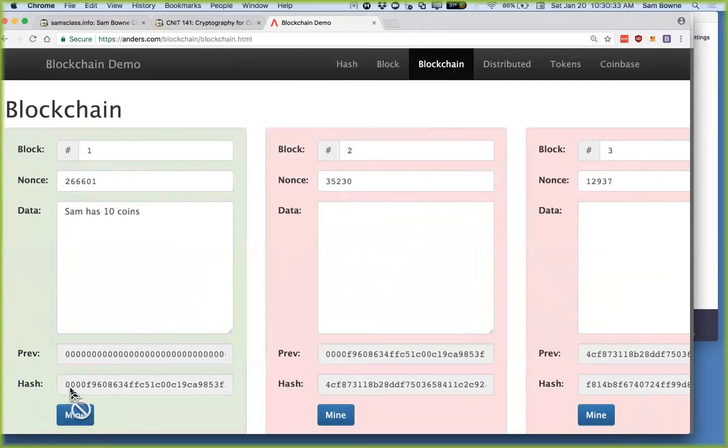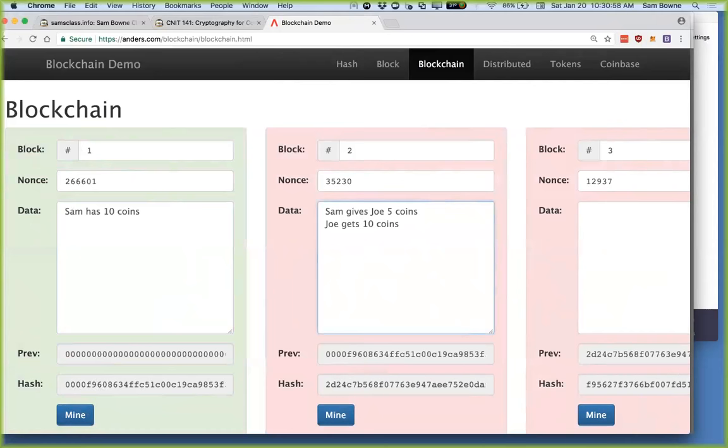Now notice this hash, 00F96, goes here. The hash of the previous block is included in the next block. That's what makes it a blockchain. And the generalized data structure here is called a Merkle tree. So now if Sam gives Joe 5 coins, and if Joe mines this, Joe's going to get another, gets 10 coins.